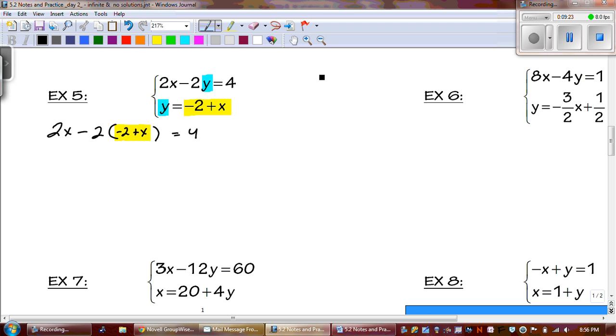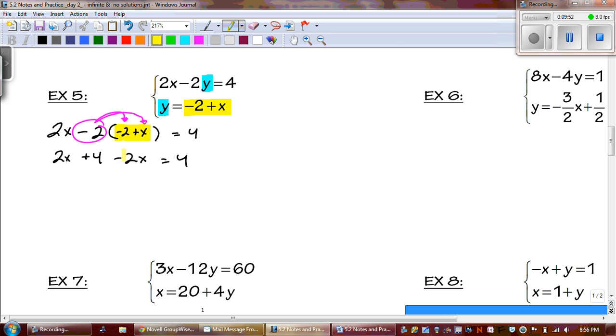What do we have to distribute here? Well, we have to distribute the 2, but what type of 2 is that? Remember, it's a negative 2. So you have negative 2 times negative 2 is a positive 4. And then negative 2 times x is negative 2x equals 4.